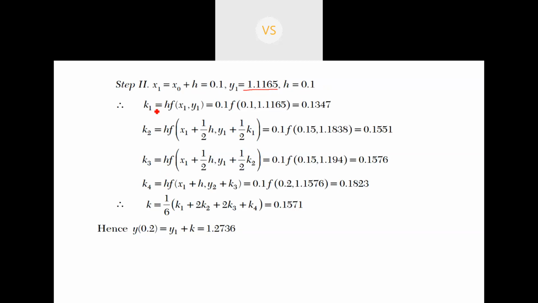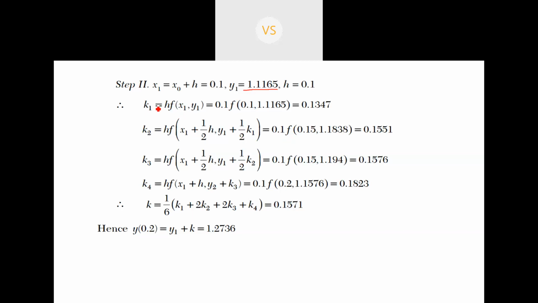Now you have to find k1. K1 will be h f(x1, y1), the same formula that we have used over there. So it is 0.1347. K2 uses the same formulas. When you are calculating the further term, the current term, you have to consider the previous values of x and y. When we were calculating y1, we were considering x0, y0. When we are calculating y2, we are considering x1, y1. Like this, you have to consider the previous terms while calculating.